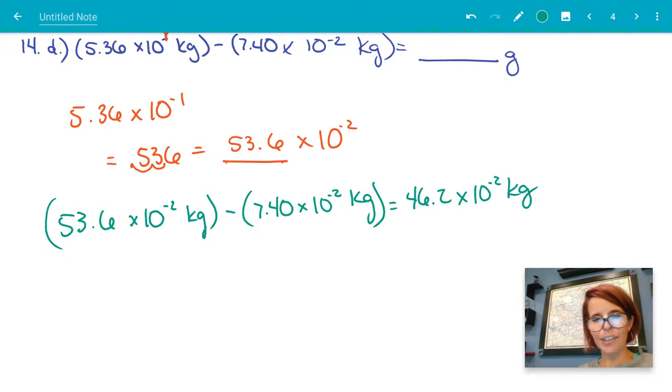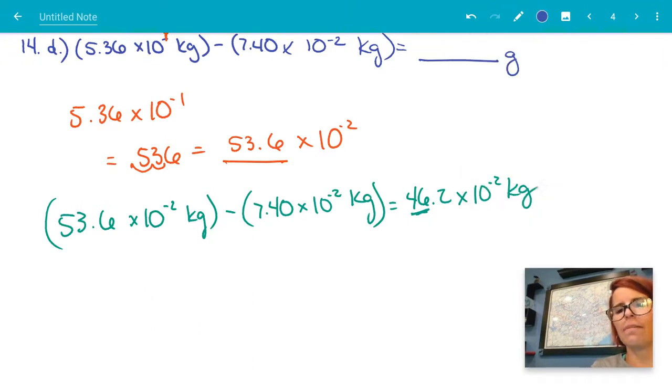I'm still in kilograms, so I've got to convert into grams. And as it stands, that's not scientific notation because the number in front of the decimal is 46 and it needs to be between 1 and 9. I've got a couple ways I could do this. I think I'm going to convert it into grams first, and then I will convert it into scientific notation.